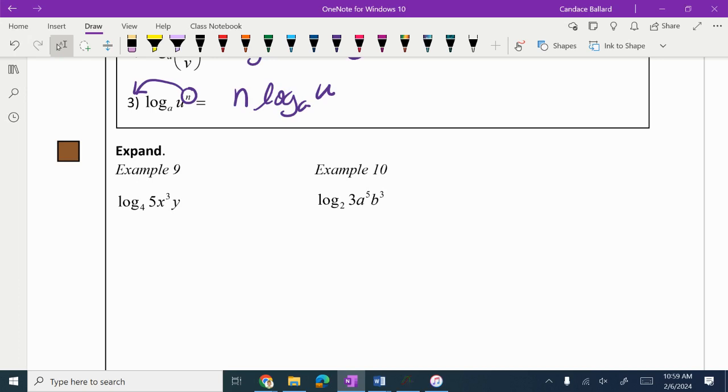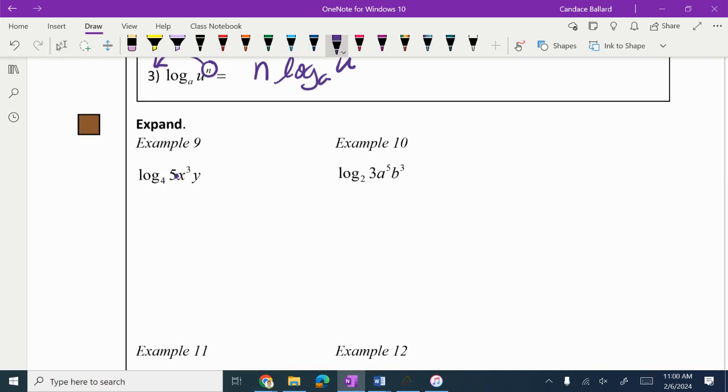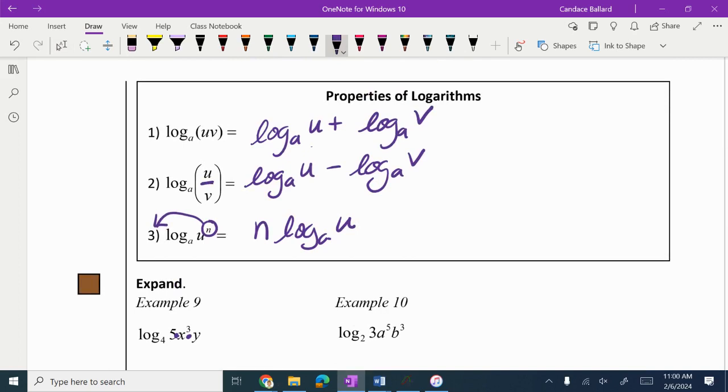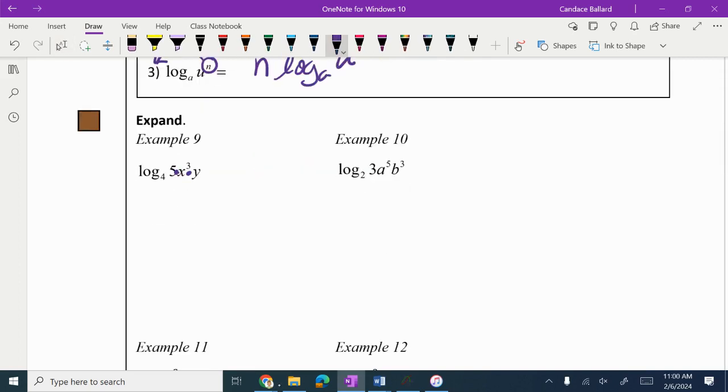Look at how simple those instructions are. It says expand. So that means I have one logarithm and I'm going to expand it into multiple logarithms. It might be 2, it could be 3, it could be however many we're multiplying together there. I put a coefficient in front, so that turned it into 3 things actually. I am multiplying right here, right? What does multiplication turn into according to this? Addition. Because I have a 5 times an x cubed times a y, I've got to do 3 logs. So log base 4 of 5 plus log base 4 of x cubed plus log base 4 of y.